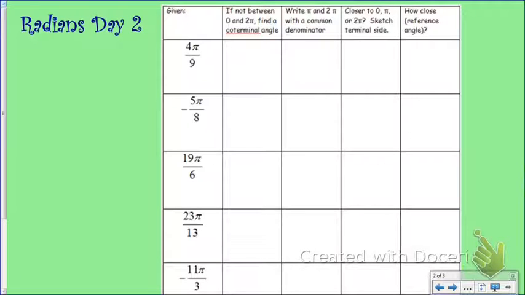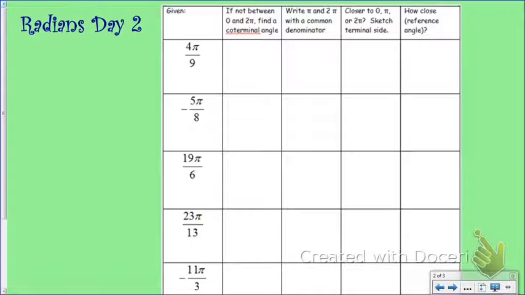Hi guys, so today we're going to look some more at radians, and specifically what we're going to look at today is how to graph them and how to find reference angles. It's very similar to what we did with angles, but it's a little bit tougher just because of the fraction aspect of it. And then we're also going to look at some applications of it using something called angular velocity.